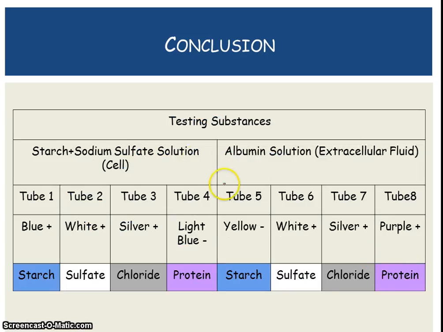Here's just a pretty little chart showing our results, and I'll again recap what they mean. We tested the starch and sodium sulfate solution, which was inside of the cell, and the albumin solution, which was extracellular. This also includes NaCl. Can't forget NaCl, it's important. We tested tube 1 and tube 5 for starch. Positive here, negative here. Starch did not diffuse across. Starch could not go from here to here.